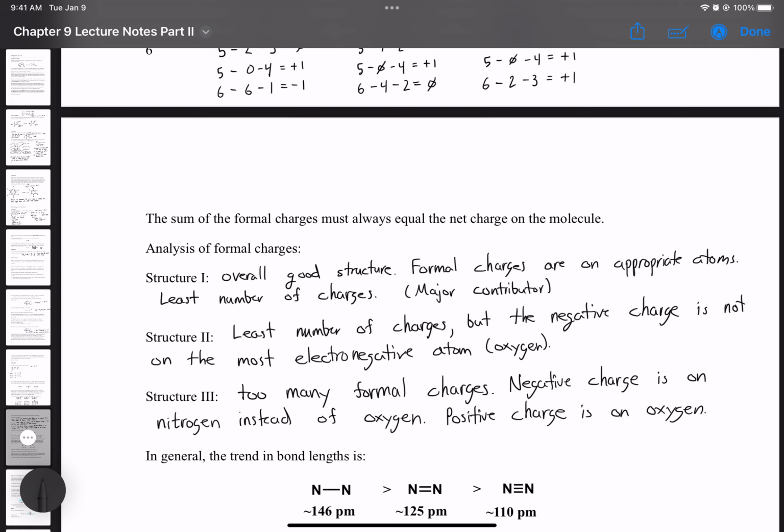And then structure 2 is a minor contributor because it's not exactly at 110 picometers. It's slightly greater than. So that kind of tells us, okay, there's some double bonded character as well. So there must be some minor contribution from structure 2.